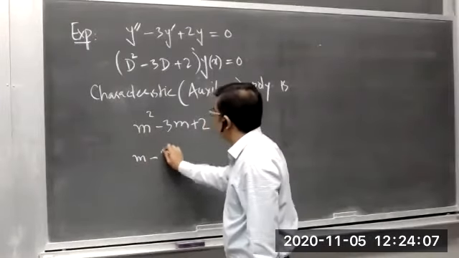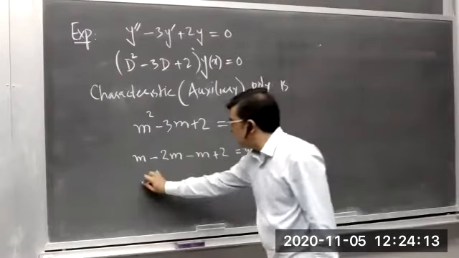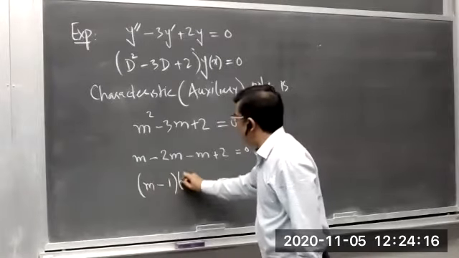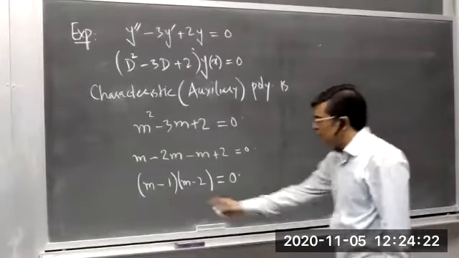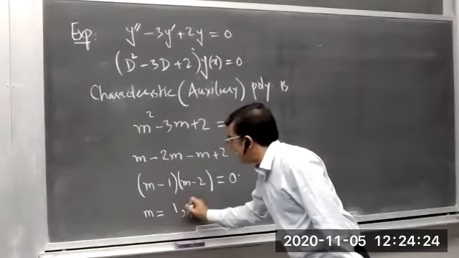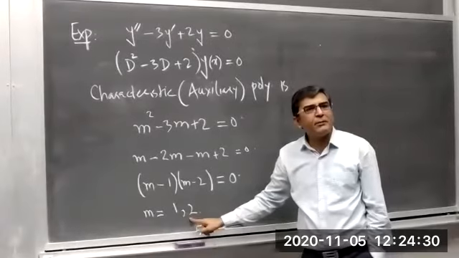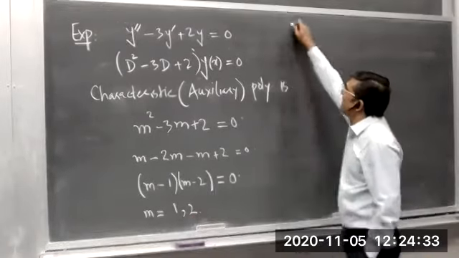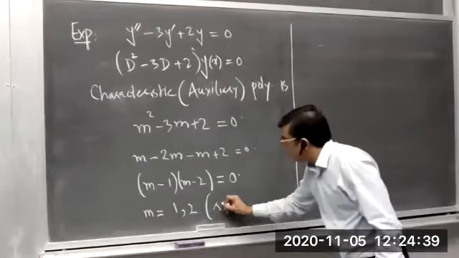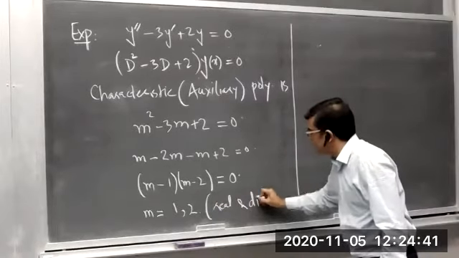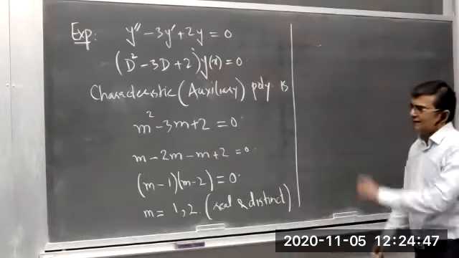In this case, we can factorize here: m square minus 3m plus 2 is equal to 0. So I get (m minus 1) and (m minus 2) is equal to 0. So we get the roots equal to 1 and 2. Now, you can see that these two roots are real numbers and they are distinct. So this is the first case. How to write the general solution if we have real and distinct roots? This was the first case.